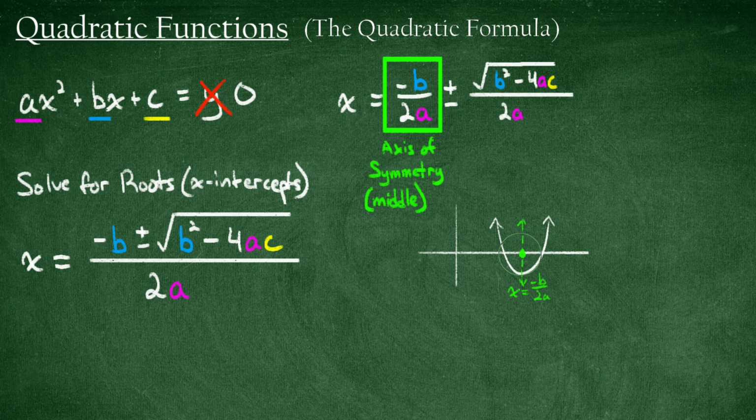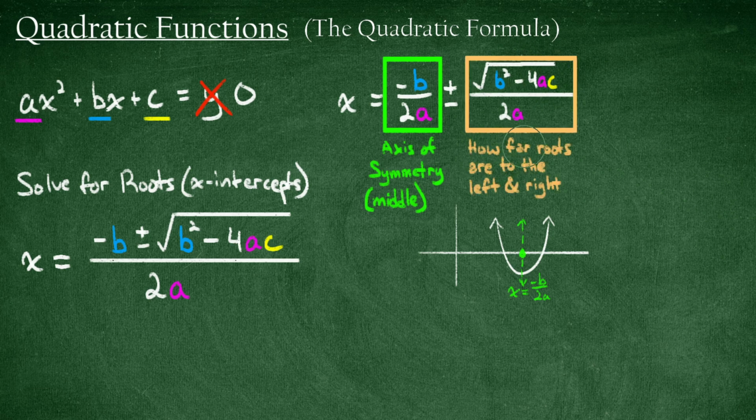And more importantly, when we're talking about the roots, we're talking about the points along the x-axis. That is the exact middle between the two roots, which means that this is a really important number as well. What is this number? Well, it tells us how far the roots are to the right and to the left of that middle. Plus a certain amount, and minus that certain amount is how much we deviate from the middle to get those roots.